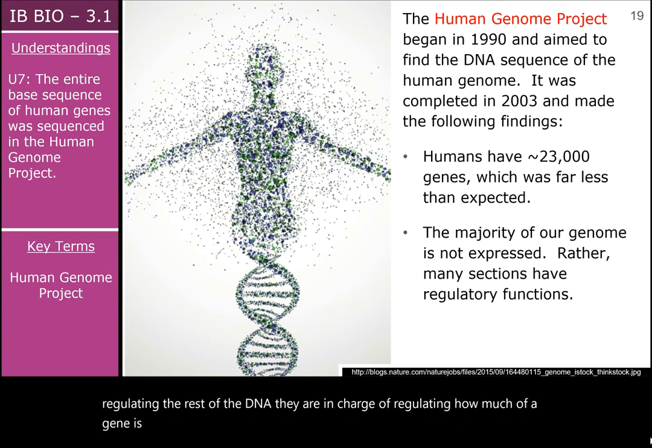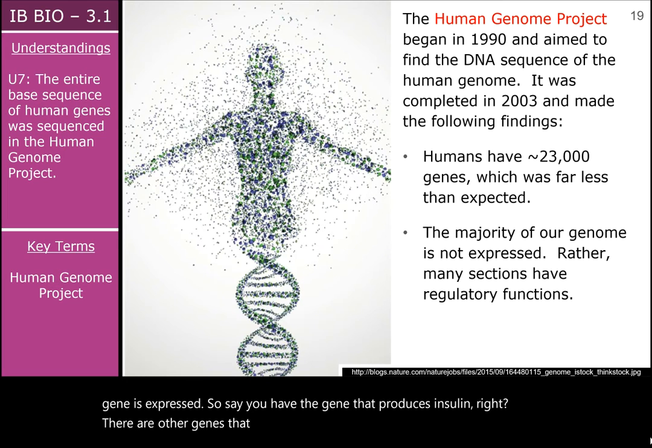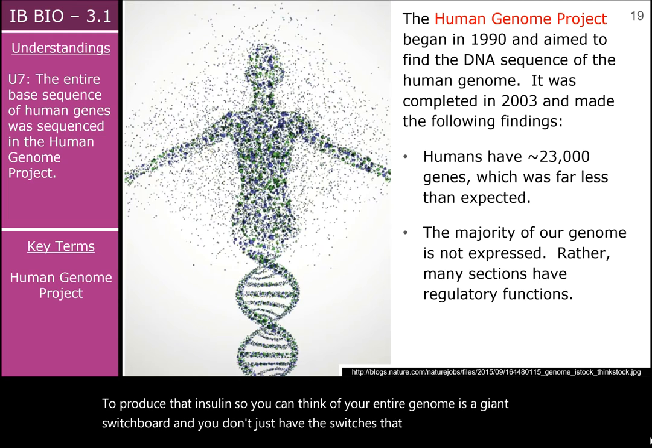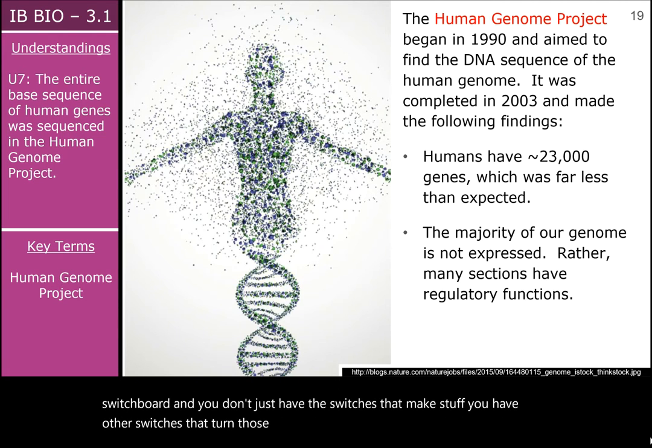So say you have the gene that produces insulin, right? There are other genes that control how much transcription and translation happen to produce that insulin. So you can think of your entire genome as a giant switchboard. And you don't just have the switches that make stuff, you have other switches that turn those switches on and off. So it's a pretty complicated system.